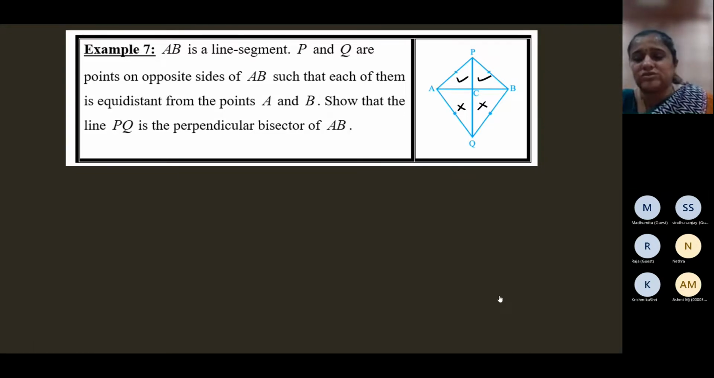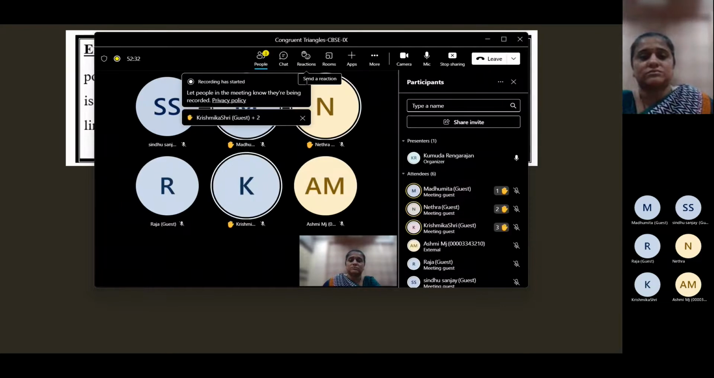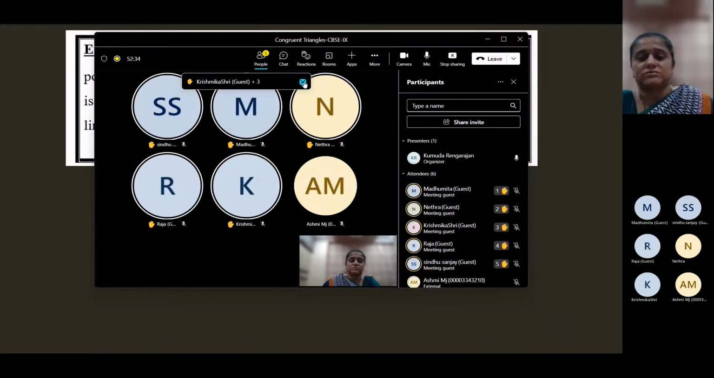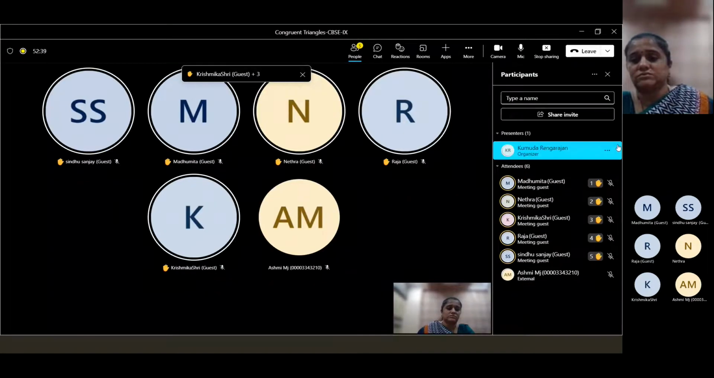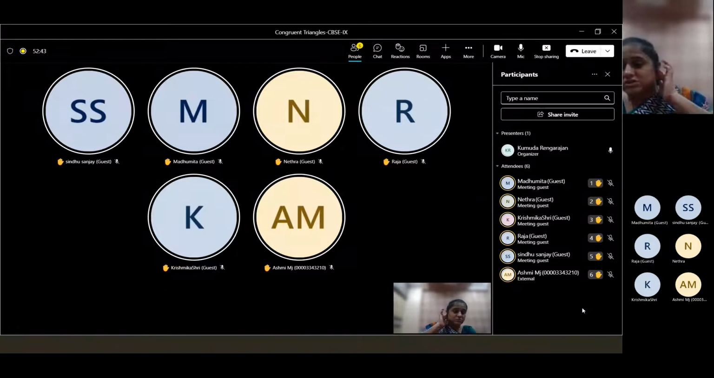Class, use the emoji, raise your hand. Madhumita, Netra, Rishmika, Shri, Raja, Sindhu, Sanjay, and Srijana. Very good.